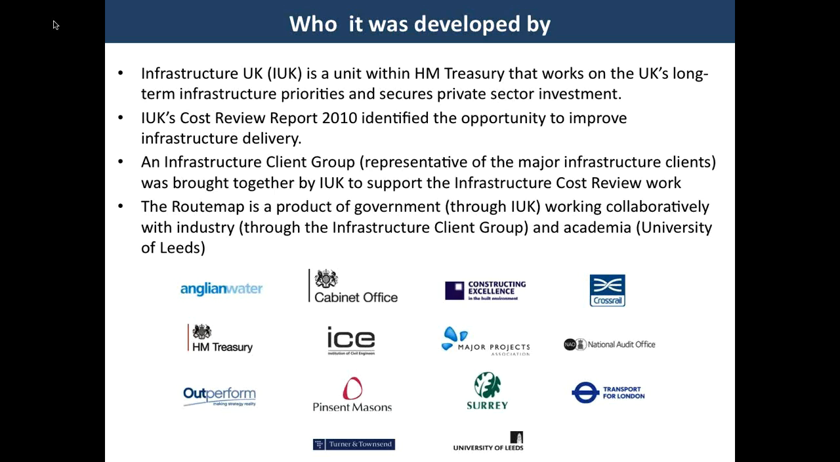The Project Initiation Routemap is a product of government working with the client group, the trial project participants, such as Crossrail, HS2, Anglian Water, to name a few, and with the University of Leeds as their primary development partner to support infrastructure providers in optimizing the delivery environment for major projects and programs.